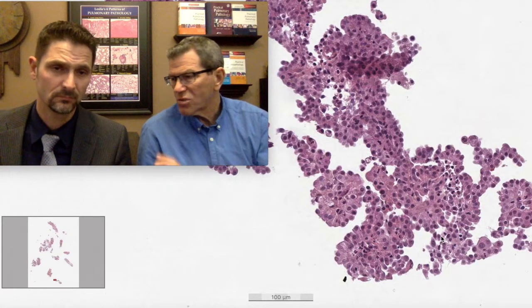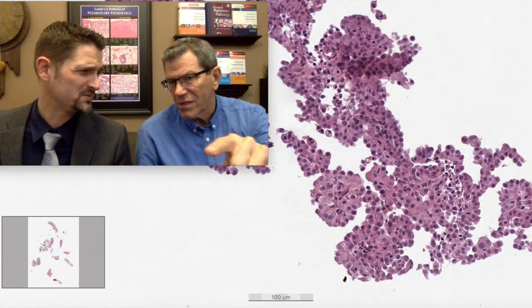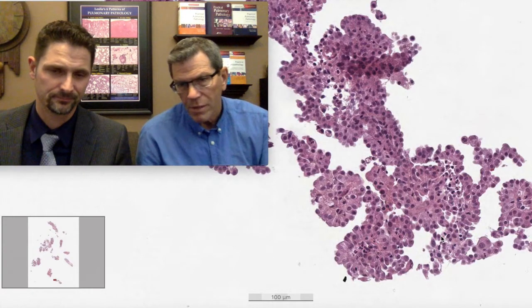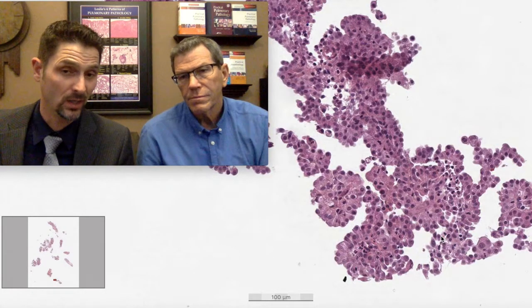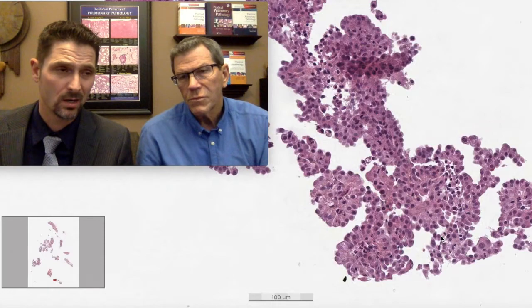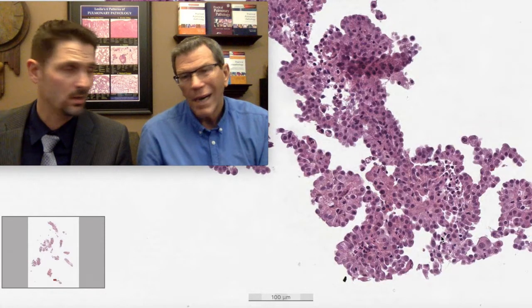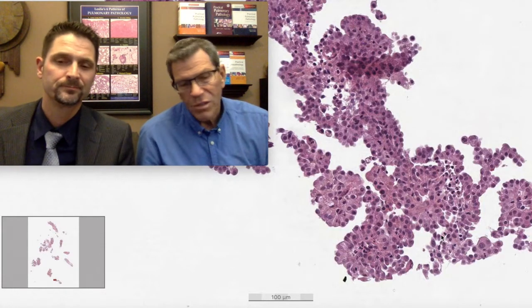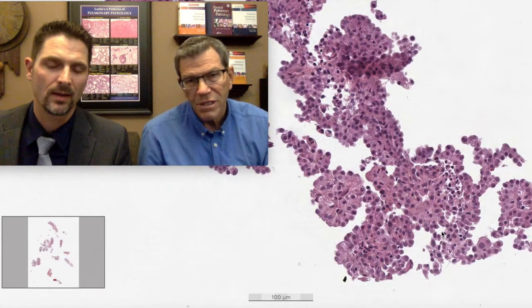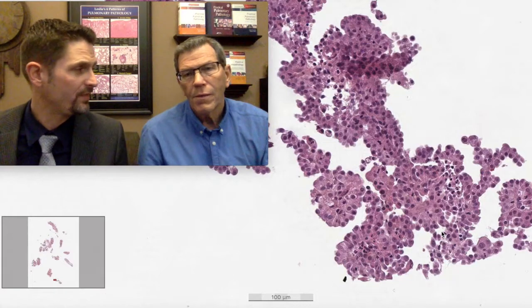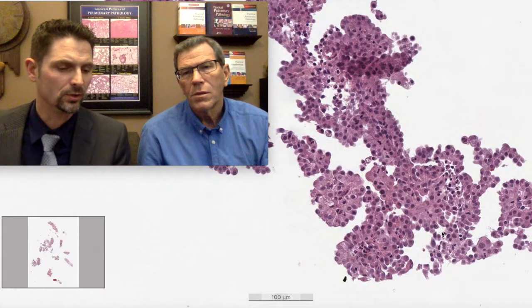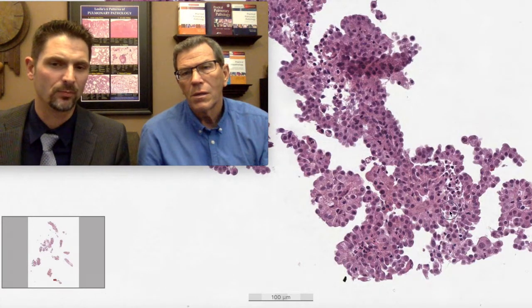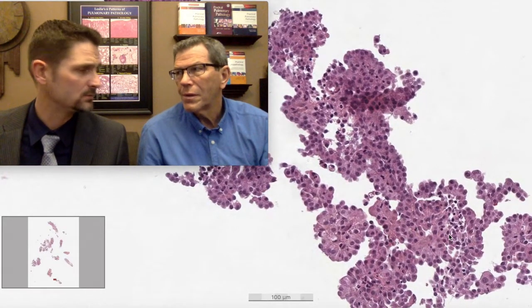TTF1. TTF1 is a nice, robust stain. If you get nice TTF1 on this, you're done. It's an adenocarcinoma. MOC31, BerEP4. I like CEA, but it has to be polyclonal. Don't do monoclonal; none of the tumors seem to stain with monoclonal CEA. So with that panel, you could look at the results and feel pretty good about what the diagnosis is.